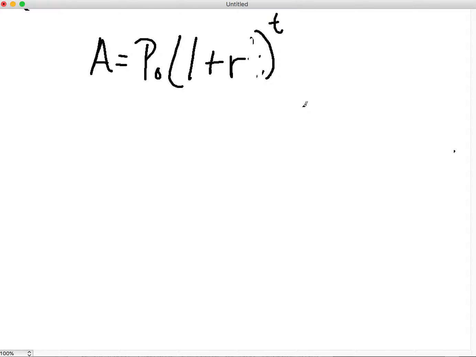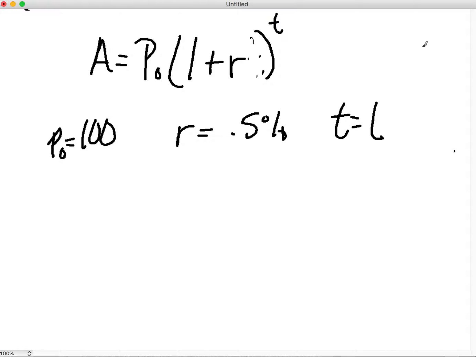So my R and my T unit of time has to match, just like in the previous question, and my R does have to be a decimal. So let's say that I invest $100. If I invested that, that's my P naught. That's what I started with, my investment. I invested at 0.5% monthly for 6 months. So my months match: 0.5% monthly.